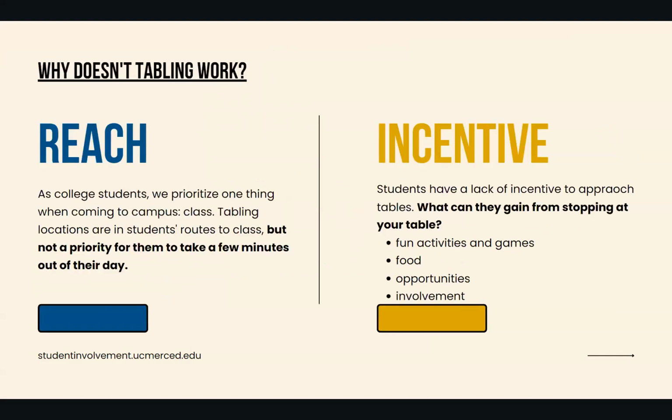So why doesn't tabling work? As college students, we prioritize one thing when coming to campus, and that's going to class. And a lot of the tabling locations are in the students' route to going to class, so it's not really a priority for them to take a few minutes out of their day to stop by a table. In addition, students have a lack of incentive to approach tables. So what can they gain from stopping at your table? That could be fun activities and games, food, opportunities, or involvement.